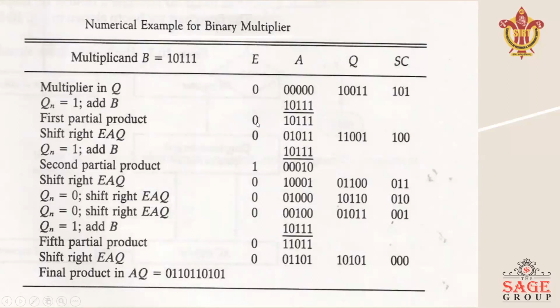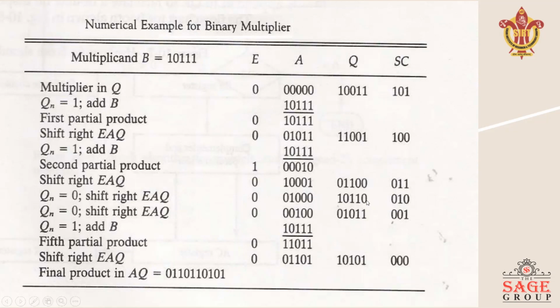The addition will be generated by the binary addition method. After getting the addition, we will right shift the register EAQ by 1 bit. So by shifting right EAQ, we will get this number. After shifting, we will decrement the sequence counter by 1. Again, we will check the value of the Qn bit. This is 1 again, so we will add the B value here. Then we will again right shift the value by 1 bit. This is the result. Now the Qn bit is 0, so no need to add B. We just right shift the value. This is the value after the right shift operation by 1 bit, and the sequence counter will be decremented by 1.